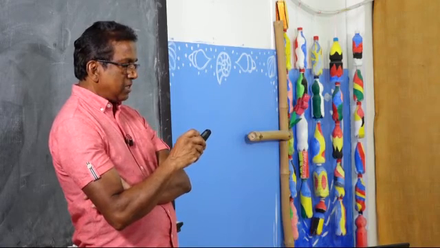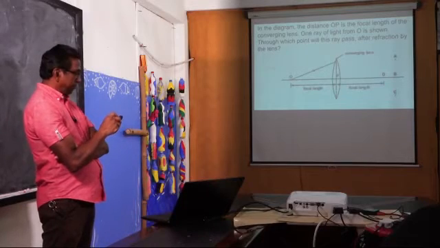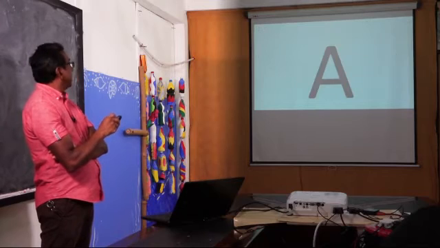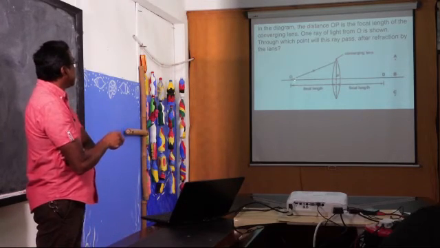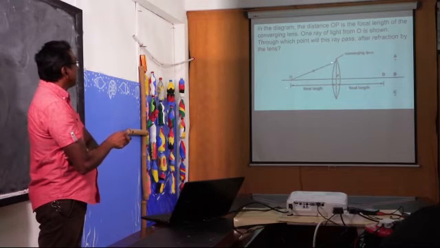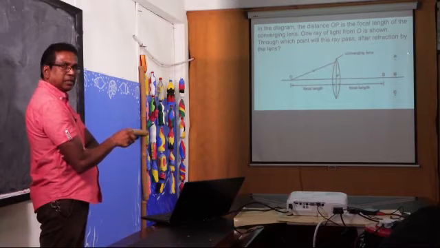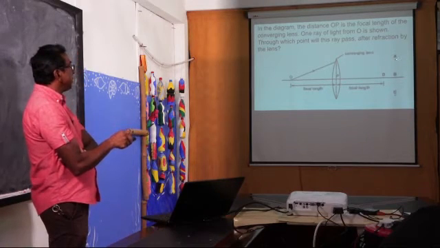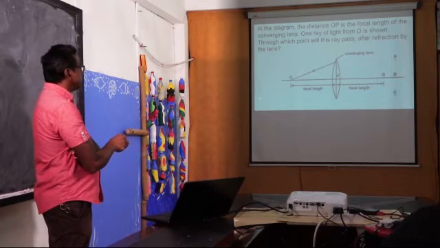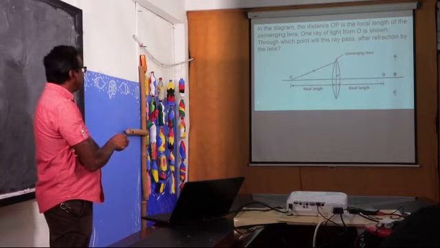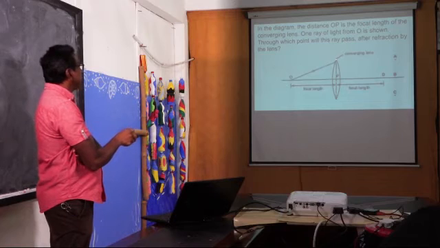The answer is A. Why? Because this ray is coming from F. When it is coming from F, it will have to go parallel to the principal axis. The same way, if you're going parallel to the principal axis, it will be refracted towards F or through F. But if it is coming from F, then it will go parallel.